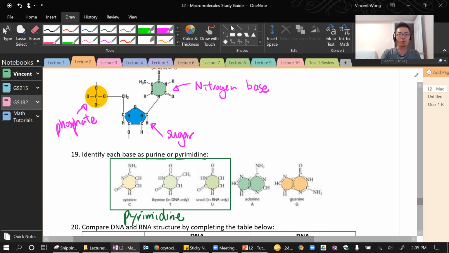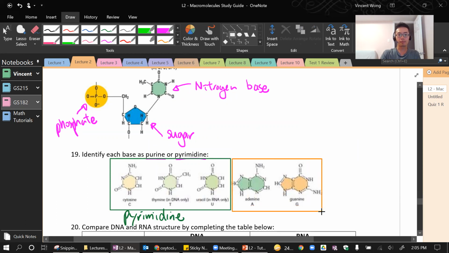And these are purines. Okay. So I had trouble memorizing this when I was learning about it. And then I found out that you can memorize it like this. Pure as gold. Okay. You can memorize this phrase. Then purine is adenine and guanine.